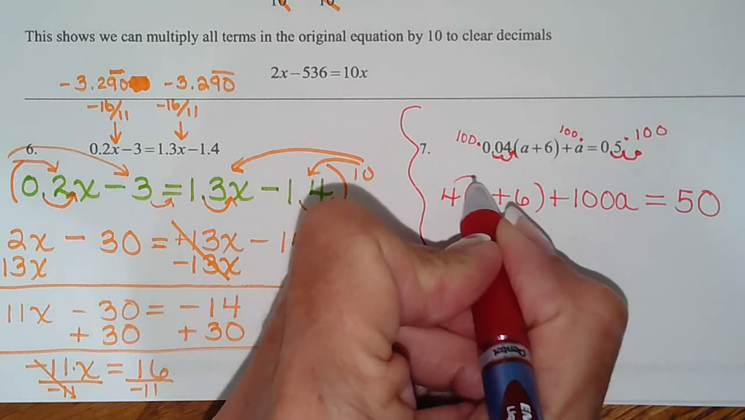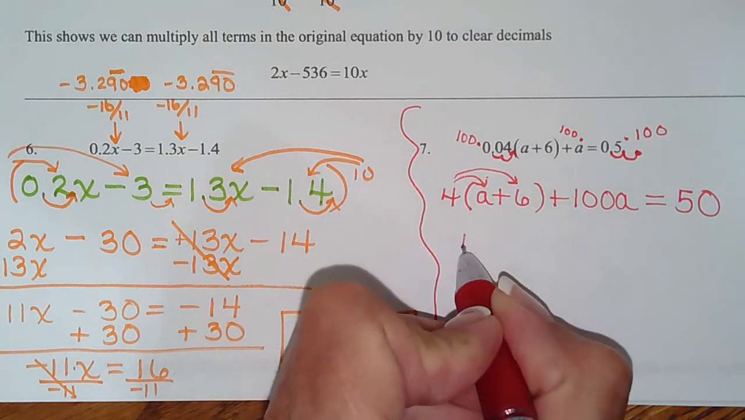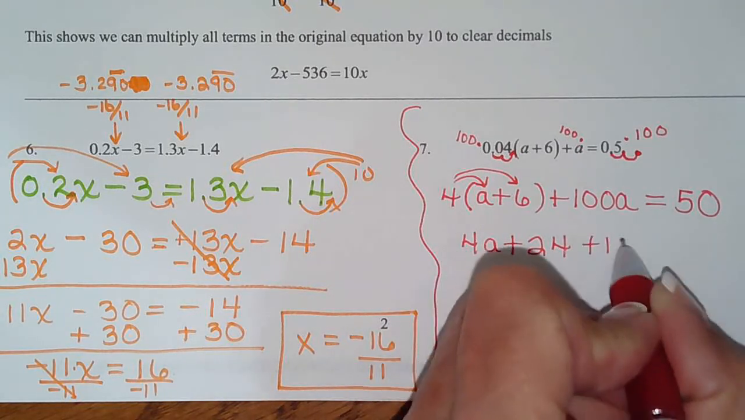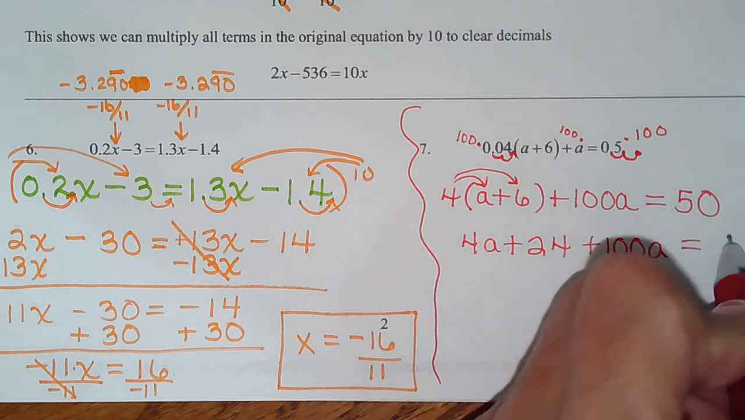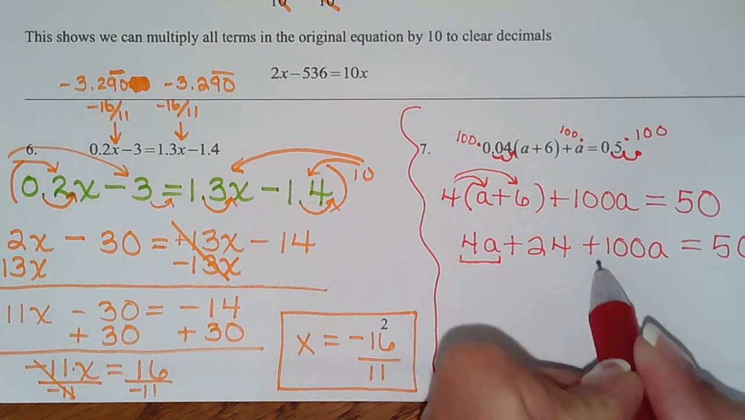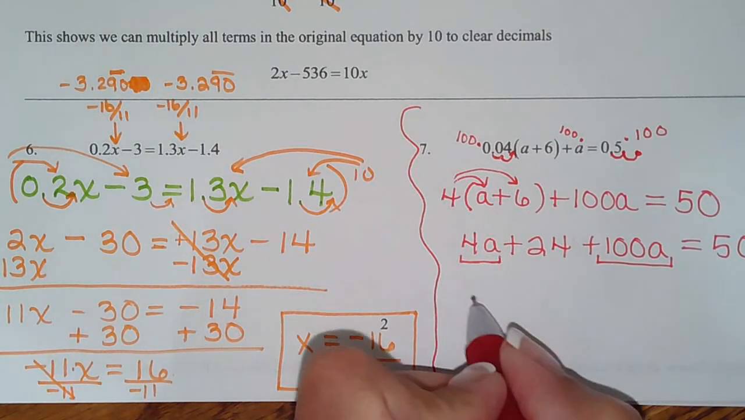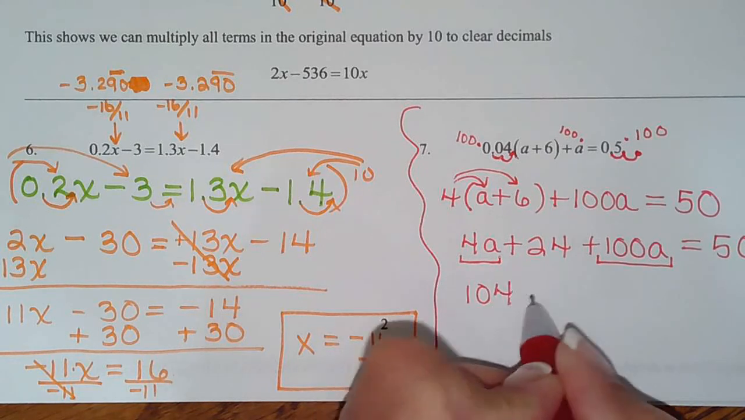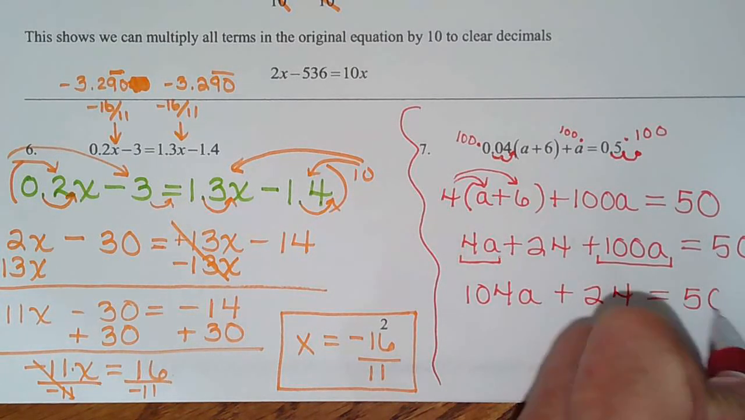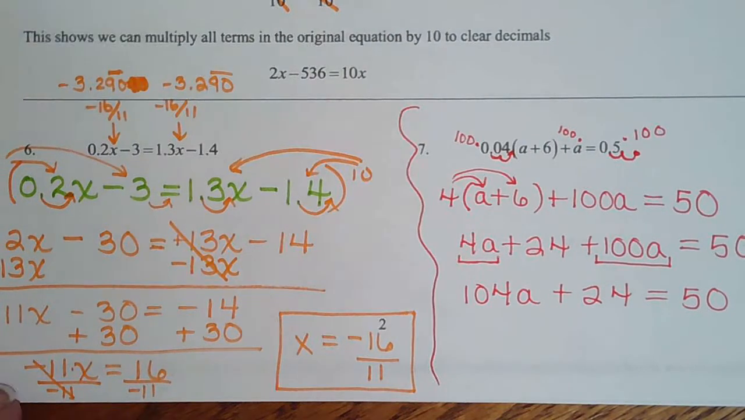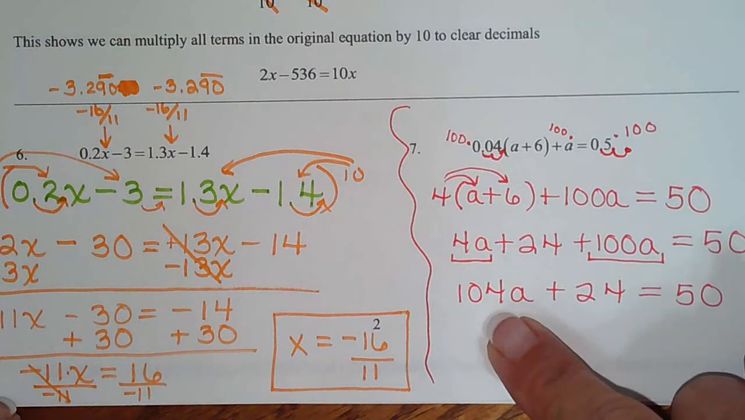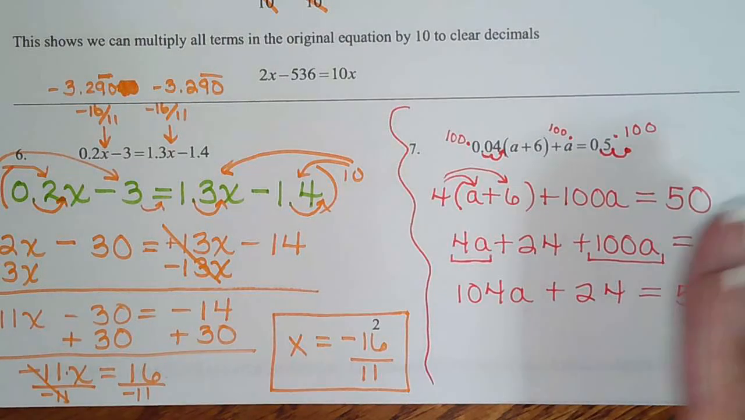So now we have to distribute. So we get 4a plus 24 plus 100a equals 50. We have some like terms over here. So that's going to be what, 104a plus 24 equals 50. So we got rid of our fractions, decimals, got rid of our parentheses, we combine like terms. So now it's time to get all your letters on one side.